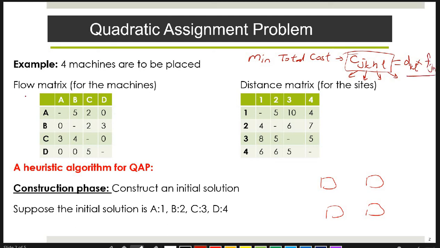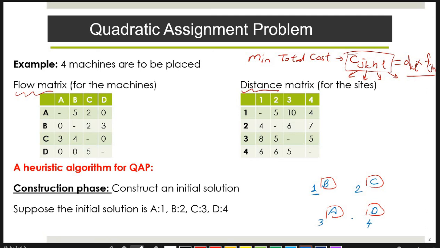And actually, the flow is given in this matrix and the distance is given in this matrix. So we will be multiplying the elements of these matrices. But we need to be careful while multiplying them. Let me show you an example. Let's assume that I decided to locate machine B to candidate site 1 and machine C to candidate site 2, then machine A to candidate site 3, and machine D to candidate site 4. Now I want to calculate the total cost corresponding to this solution.